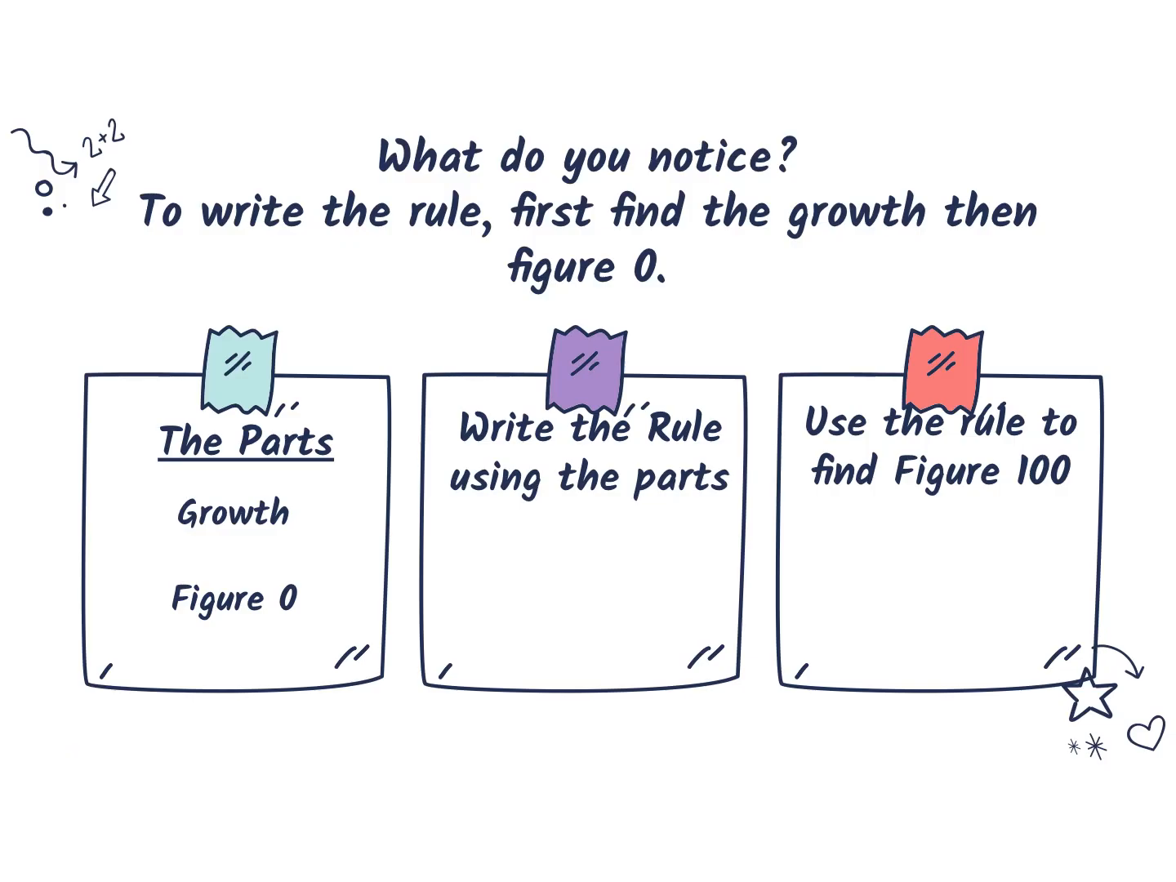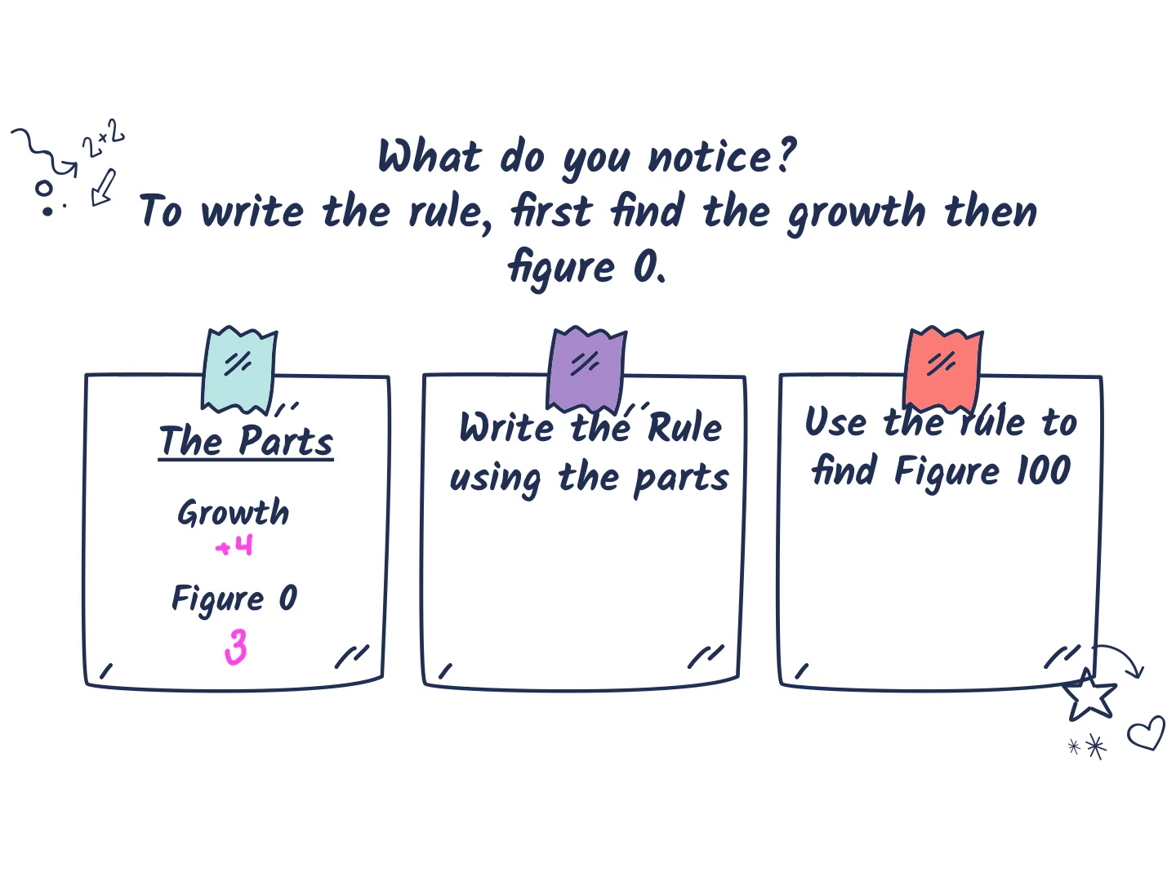All right, so what did we notice? We're going to find the growth, figure 0, write the rule, and again, use the rule to figure out how many tiles would be in figure 100. Repetition, greatest way to learn. Again, our growth is plus 4, and our figure 0 had 3 tiles in it.